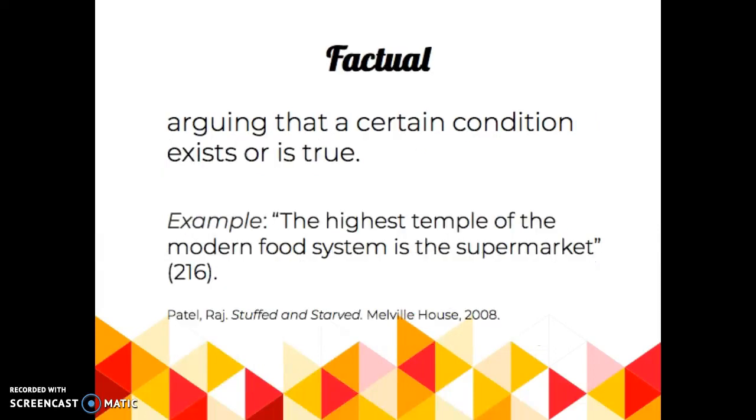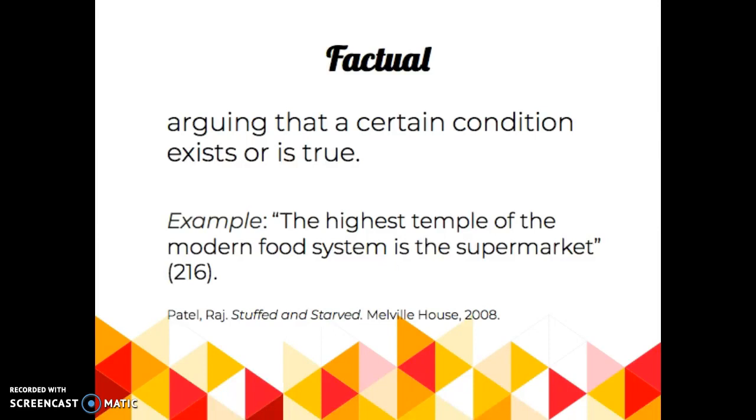And the last kind of thesis statement is factual. This is when you're arguing that a certain condition exists or is true. This might be a condition that people might contest or something that people might say, oh, that's not real, it's not actually happening, it's not actually true. And that way, it's not really a fact, it still is an argument, although you're arguing that it's a fact.